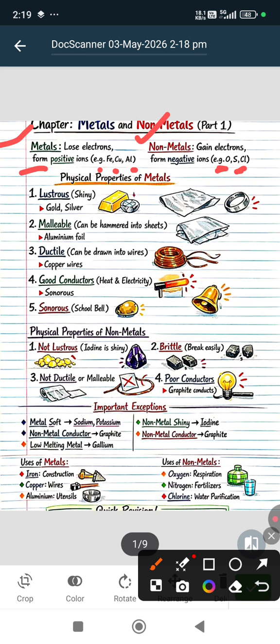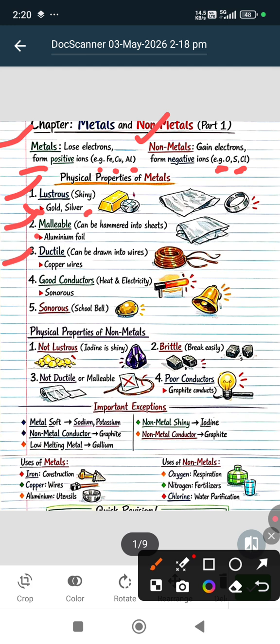Physical properties of metals. Number 1, lustrous. They are shiny in nature, for example gold and silver. Number 2, malleable. Metals are malleable. They can be hammered and changed into sheets, for example aluminum foil. Number 3, ductile. Metals can be drawn into wires.